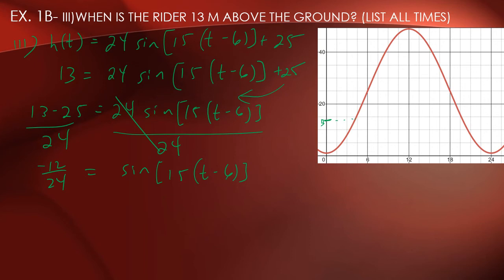So what we're going to do is sine inverse both sides. Sine inverse, sine inverse. And what that does on this side is it gets rid of those things. So we're going to have the sine inverse. Now negative 12 divided by 24 is just negative 0.5 or negative 1/2. And then 15t minus 6. And if you use your calculator, sine inverse, so shift or second function sine, of negative 0.5 is negative 30.